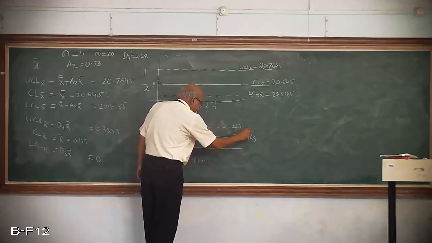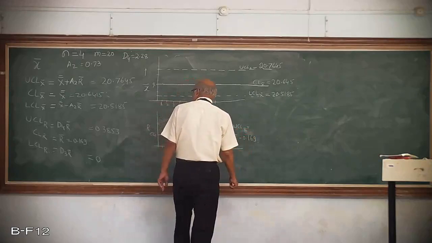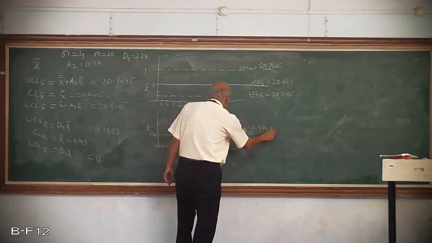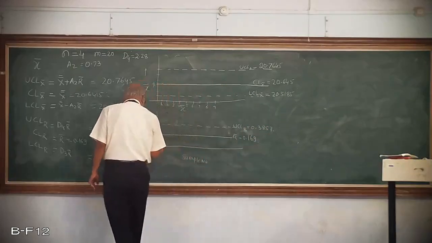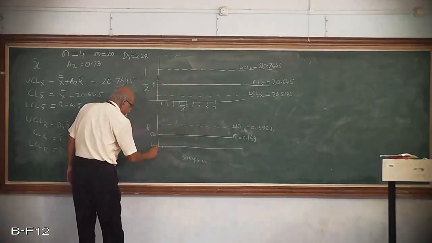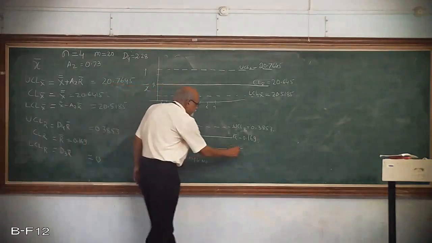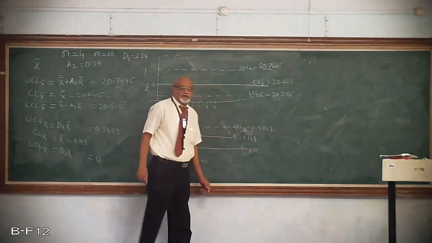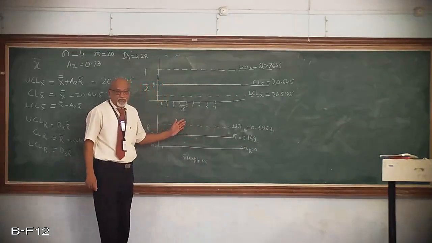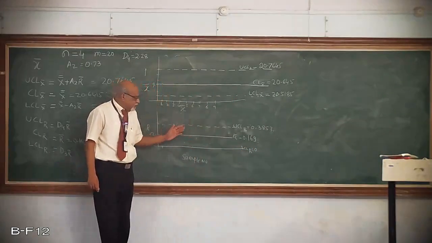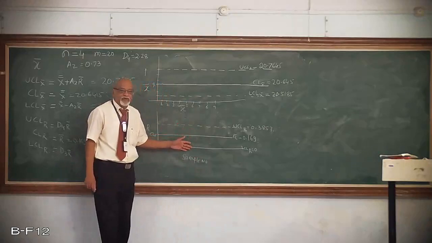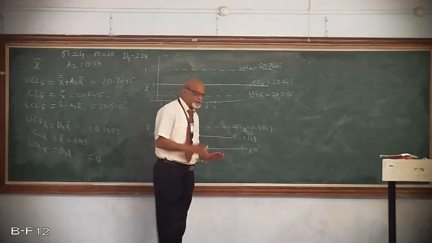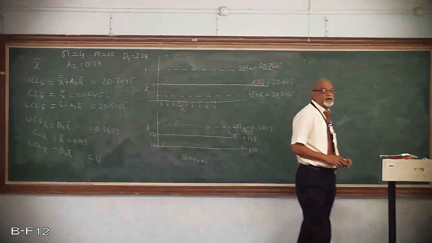UCLR is equal to 0.3853. And the lower control limit coincides with 0. Is it understood? The same thing applies to this one. As long as it falls on this line or within this, okay, fine. There is no difference at all. The process is under control.